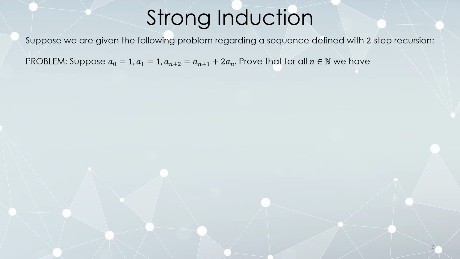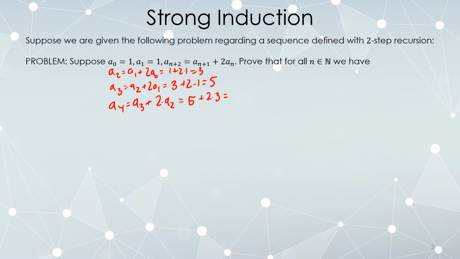Okay, so we could go ahead and compute, for example, that a sub 2 is equal to a sub 1 plus 2 times a sub 0, which is 1 plus 2 times 1, or 3. Then a sub 3 is a sub 2 plus 2 times a sub 1, which is 3 plus 2 times 1, or 5. Then a sub 4 is a sub 3 plus 2 times a sub 2, which is 5 plus 2 times 3, or 11, etc. So we can compute terms of the sequence using this two-step recursion.